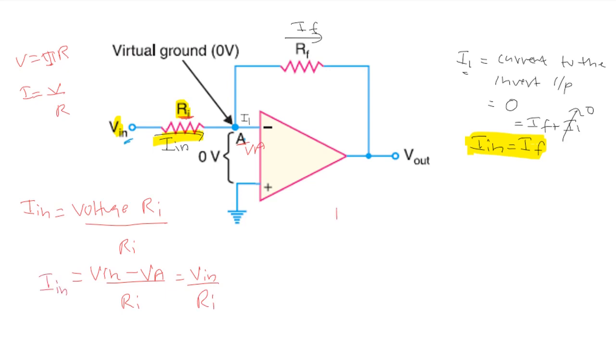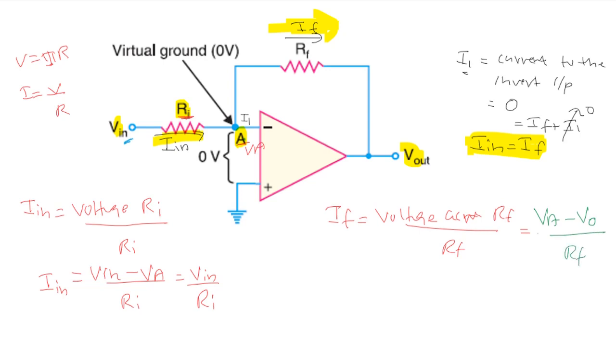Now let us consider IF. What is IF? IF is the voltage across RF by RF. Now what is voltage across RF? Since current is flowing along this direction, the voltage across RF will be VA minus V out. So this will be equal to VA minus V out by RF. Now VA is equal to 0. So we have IF is equal to minus V out by RF.